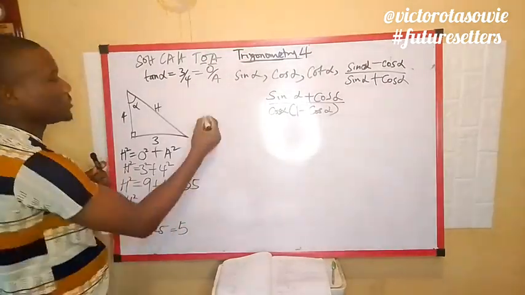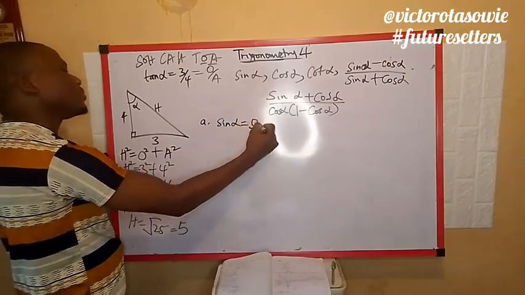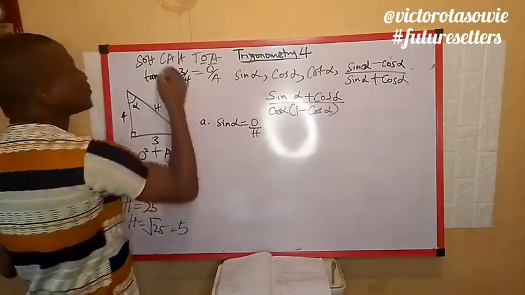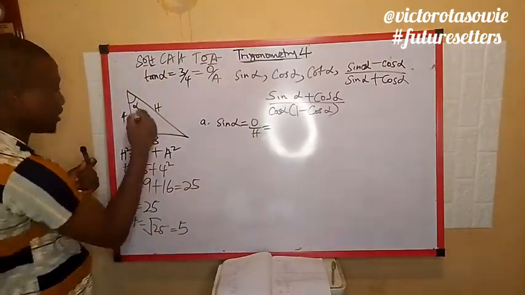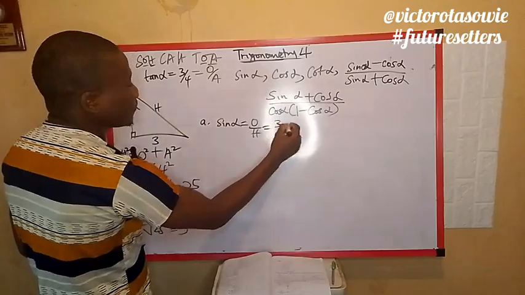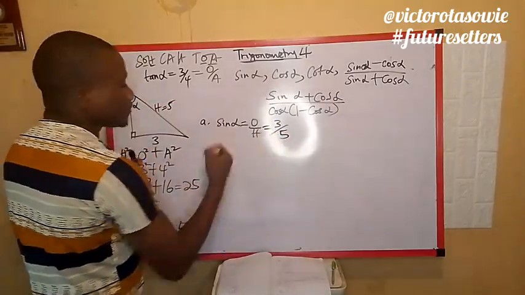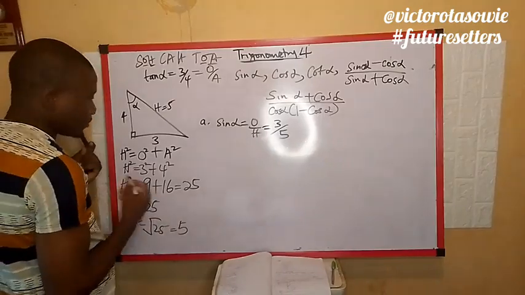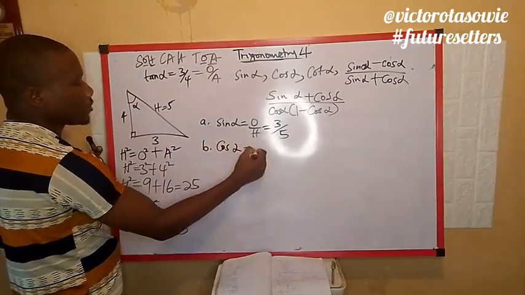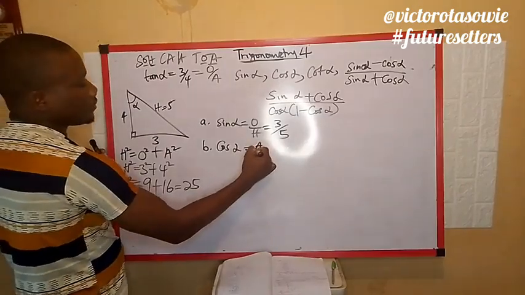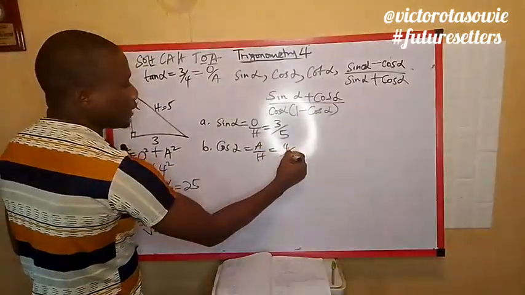So the first step, just go to question 1. Question 1, you have sine alpha. Sine, remember, is opposite over hypotenuse. So opposite, which represents 3, hypotenuse, we already got hypotenuse to be 5. As you can see, we've gotten the hypotenuse to be 5. We have cos alpha, where we have adjacent over hypotenuse, and we know that adjacent is 4 and the hypotenuse is 5.